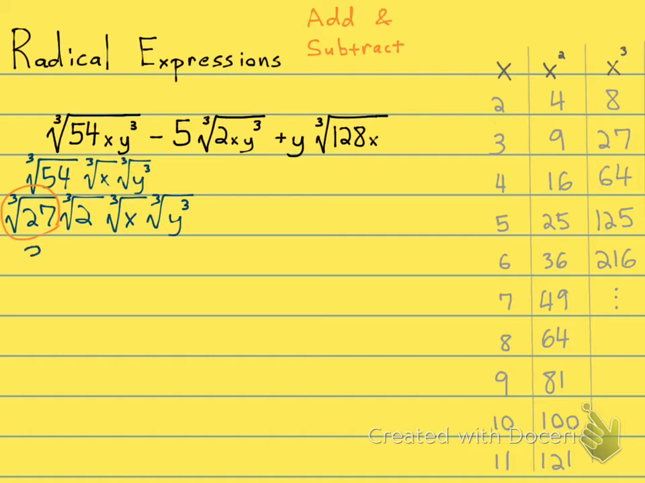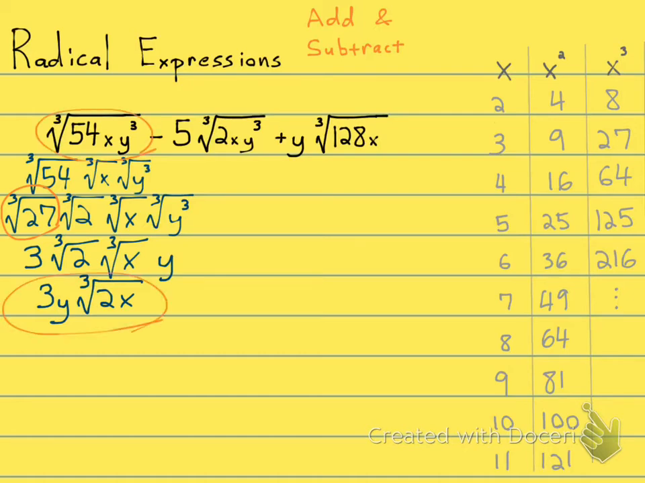So here's my 3. I don't know the cube root of 2. I don't know the cube root of x. Do I know the cube root of y to the third? Sure I do. 3 y's inside gives me 1 y outside the radical. So this term now is going to be 3 outside the radical, y outside the radical, and then 2x left underneath. Okay, so I've completely simplified this first radical. It is 3y cube root of 2x. Now let's look at the second one. Let's look at this right here.